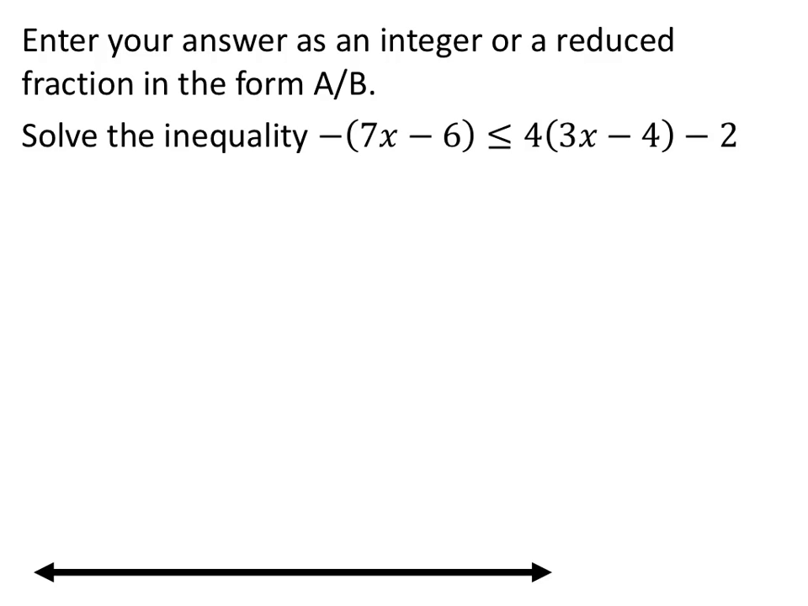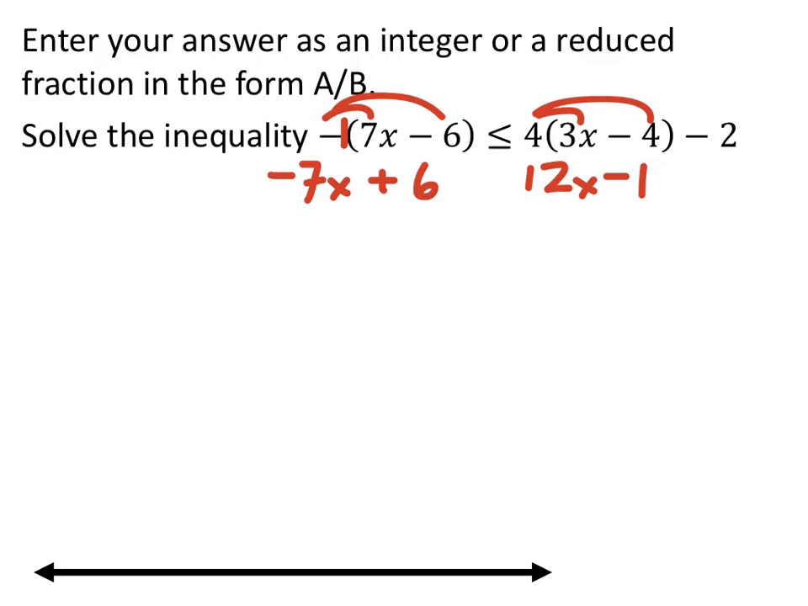So let's go ahead and solve this inequality. And this one has some distribution, so I need to focus on that first. This first distribution, that's a phantom negative 1 right there, so I need to distribute that into the parentheses. Negative 1 groups of 7x would be negative 7x. And negative 1 group of negative 6 would then make that positive 6. But there's also another distribution with this 4 over here, right? So 4 groups of 3x would be 12x, and 4 groups of negative 4 would be negative 16.